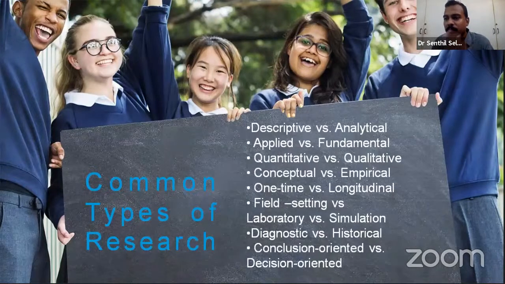Evolution has taken place from ancient times till now. So this type of research is historical research. And the next one is conclusion-oriented versus decision-oriented.